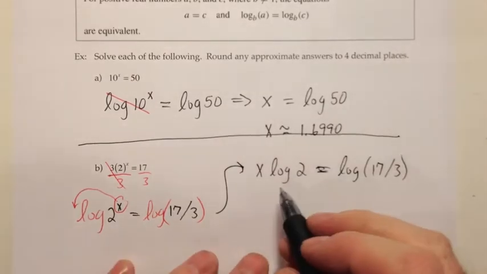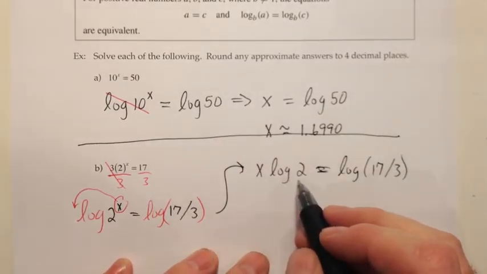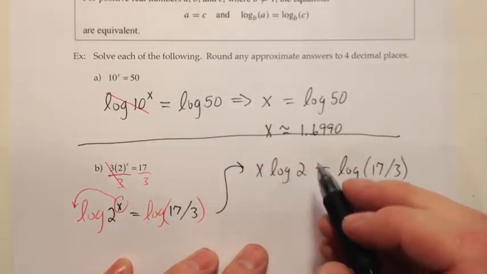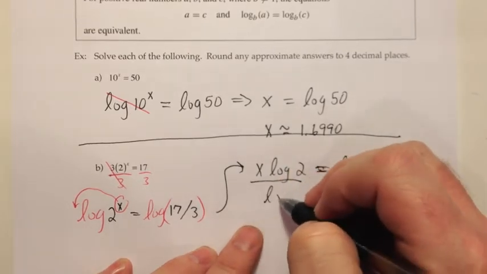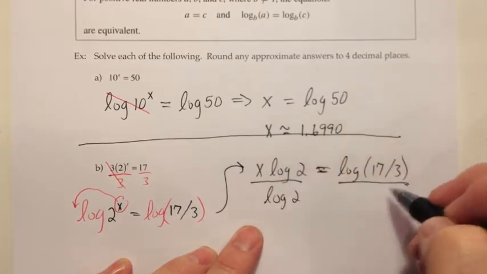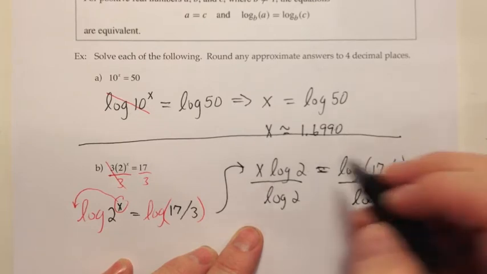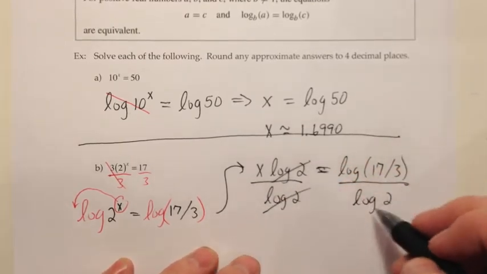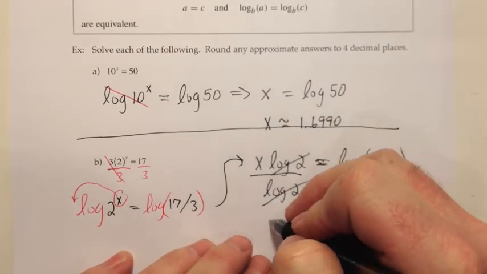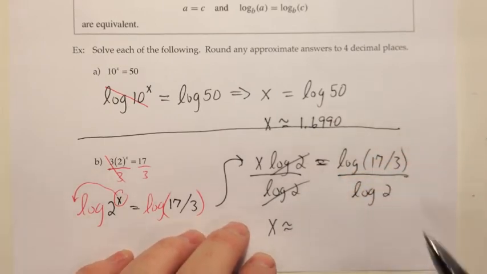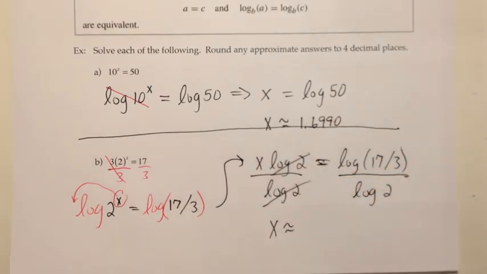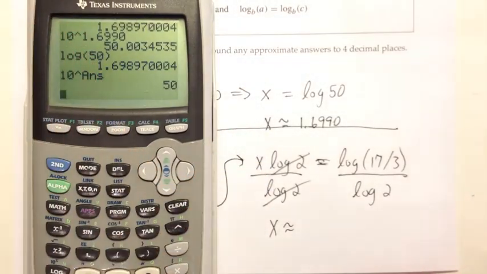And now this x is connected to log of 2 by multiplication, so I can get rid of it by dividing both sides by log of 2. And those log of 2's would cancel, and here's what x is equal to. And they asked me to do it to 4 decimal places, so I'm going to put that into the calculator. So let's see what that looks like.